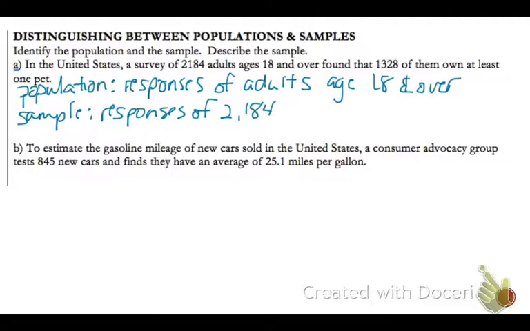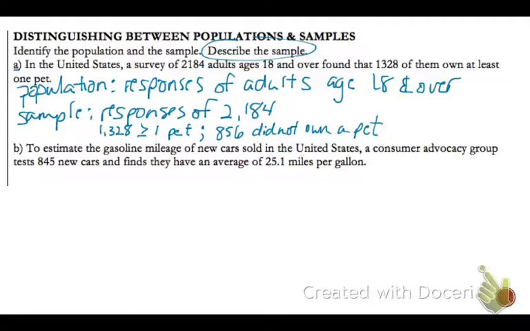Now it says describe that sample, so that just means talk about what happened. So in that sample you found out that 1,328 of those have at least one pet, so greater than or equal to one pet. And so that means the remaining, I just did a little subtraction, 856 said that they did not own a pet. And that's how they responded.